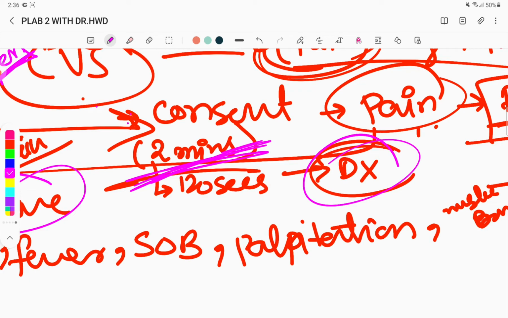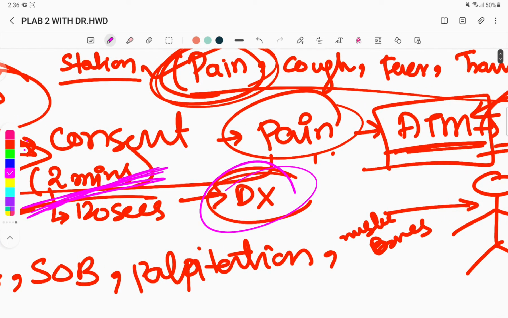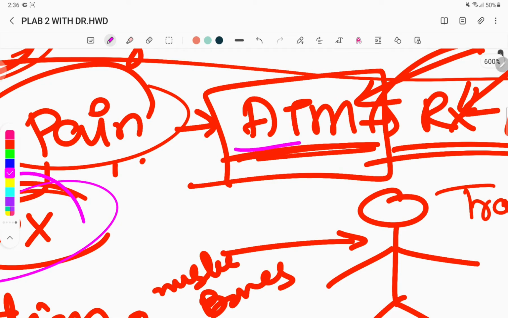Differential diagnosis, the questions related to that, and by that time you should come to your diagnosis. So you take the consent, and then you ask questions. Then you ask them, are you in pain at the moment?